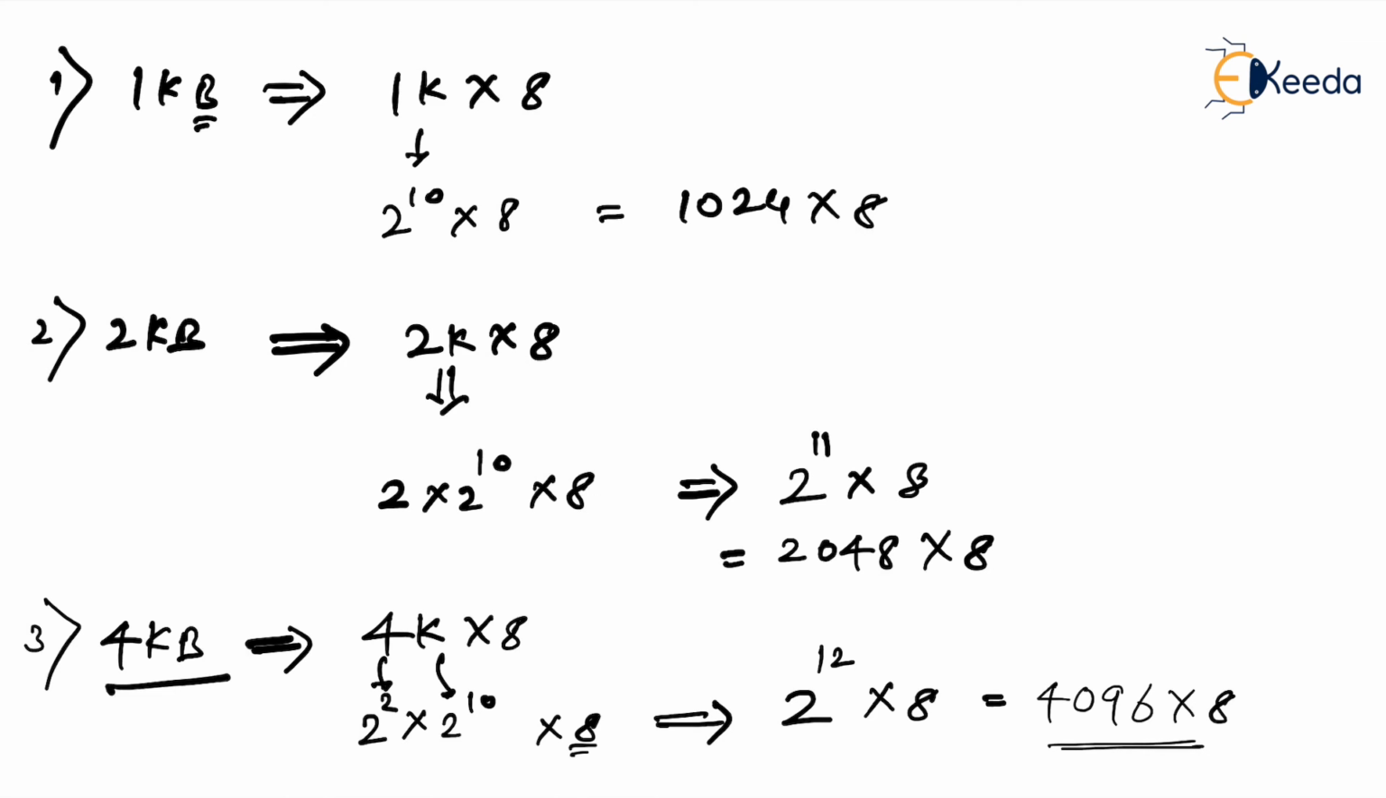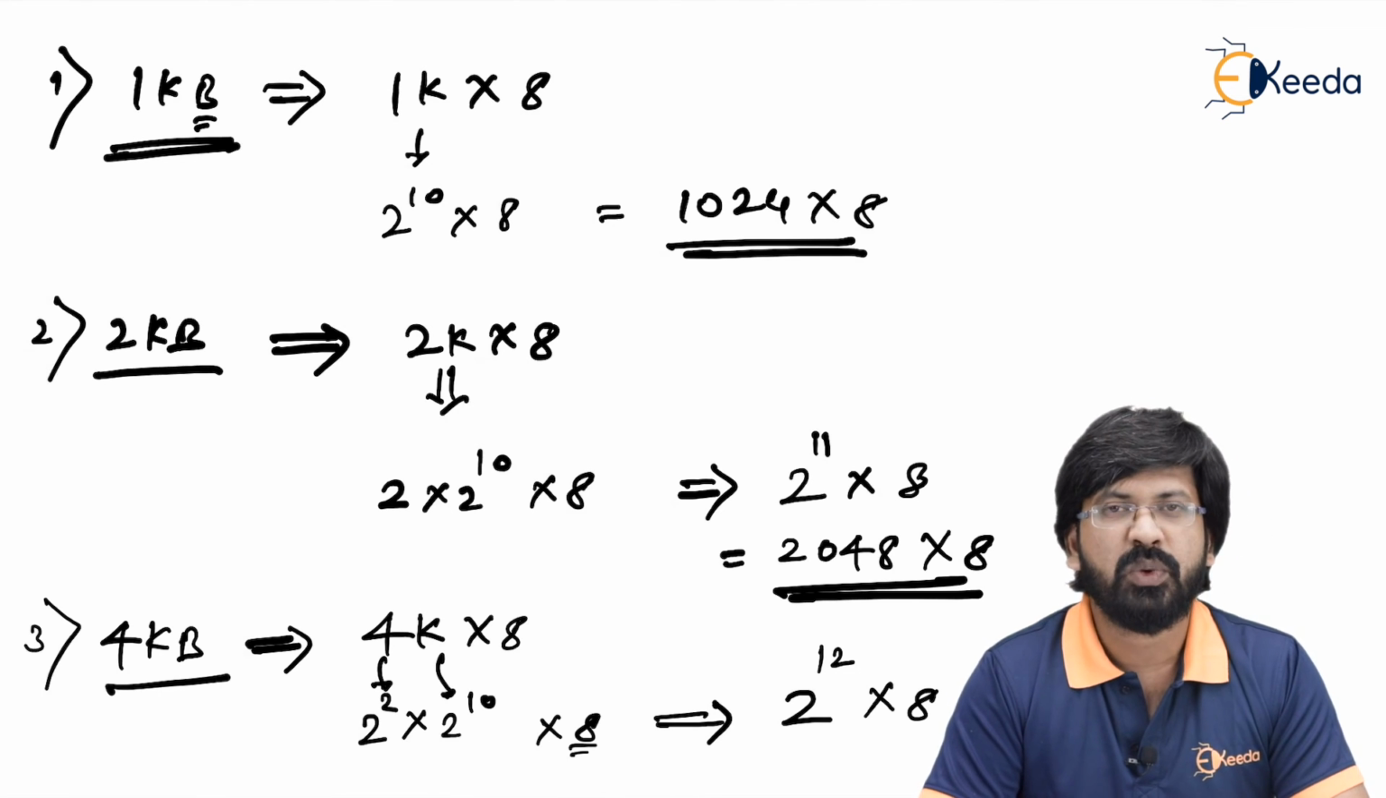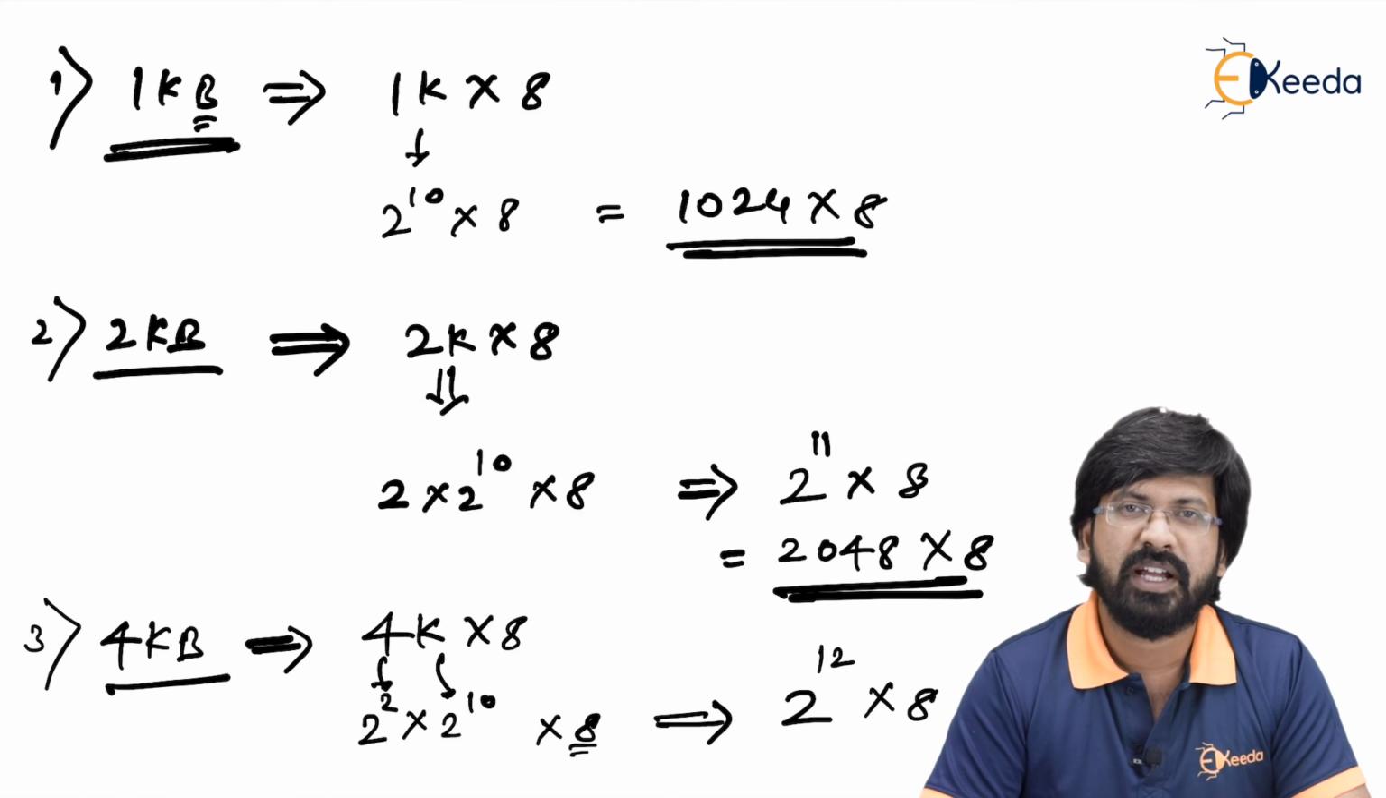Therefore 4 KB is nothing but 4096 cross 8, 2 KB is 2048 cross 8, and 1 KB is nothing but 1024 cross 8. Now I'm sure it is very easy for you to calculate the memory or to express the given memory in terms of m cross n.